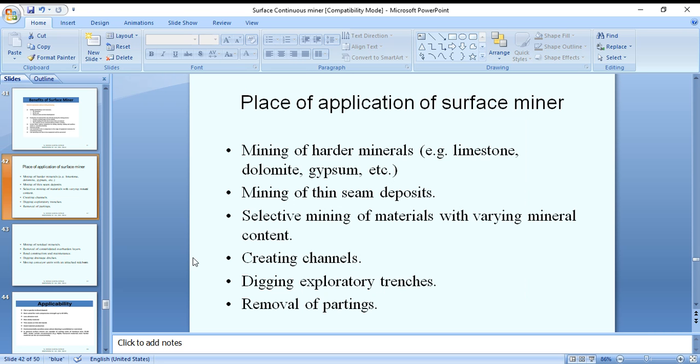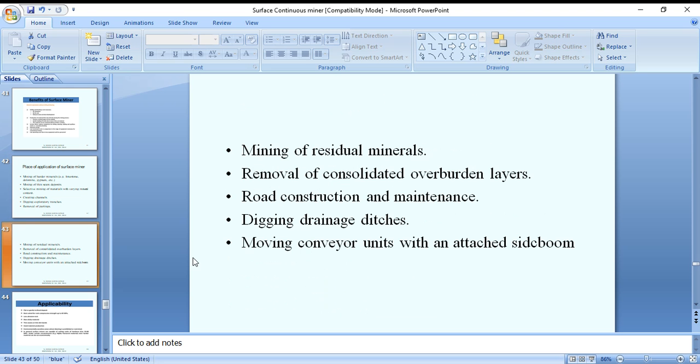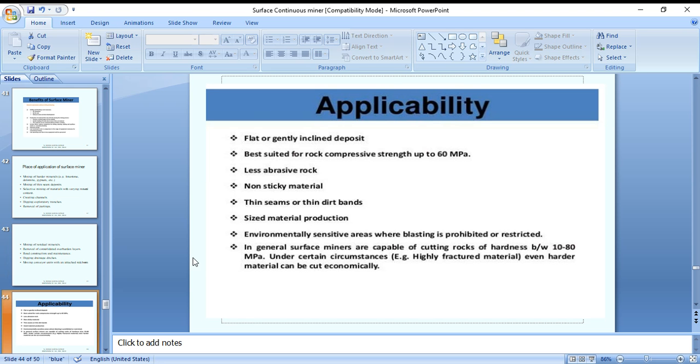Other applications of the surface miner: mining harder minerals. It is applicable to limestone, dolomite, or gypsum. Mining thin seam deposits, selective mining, material with varying mineral content, creating channels is possible. Digging exploratory trenches, removal of parting is also possible. Mining of residual mineral, removing consolidated overburden layers, road construction and maintenance, digging drainage ditches, moving conveyor units with attached side routes.